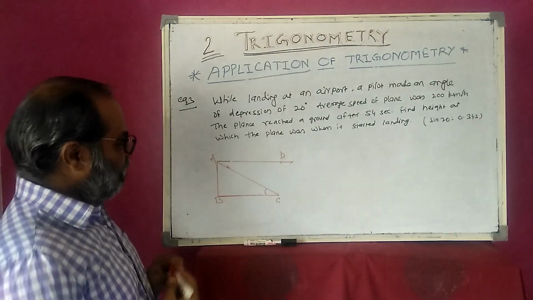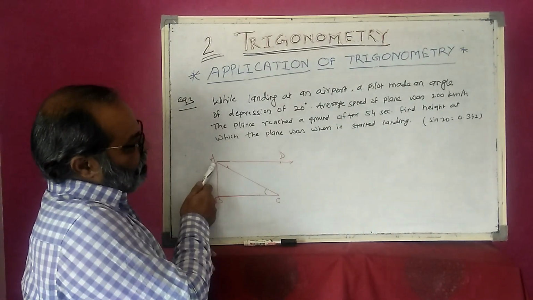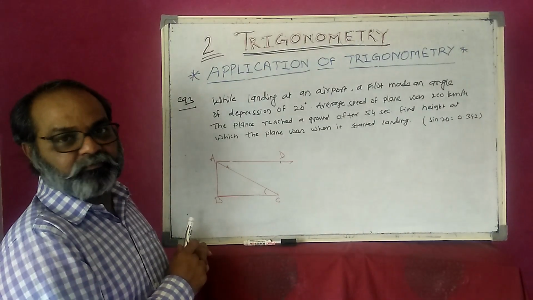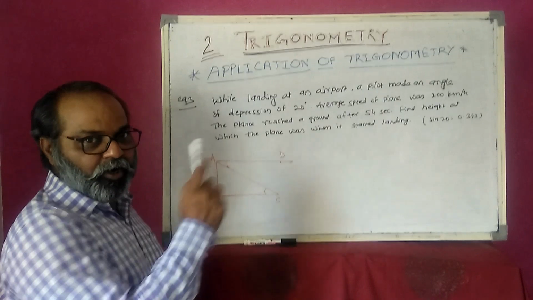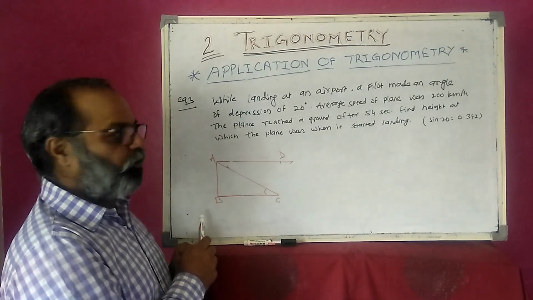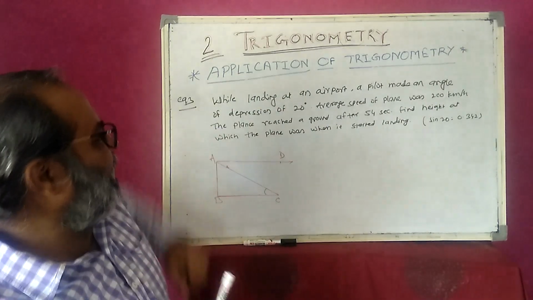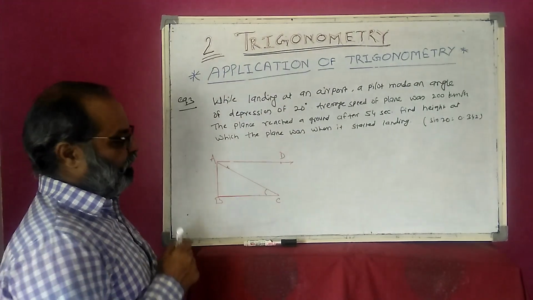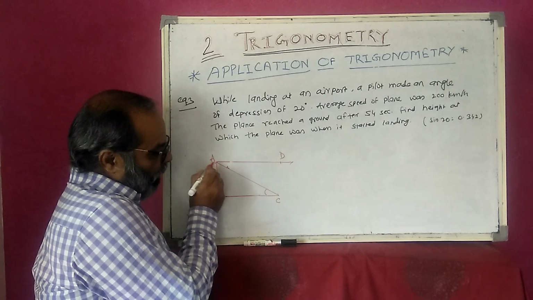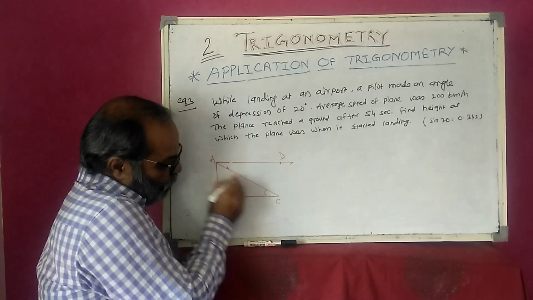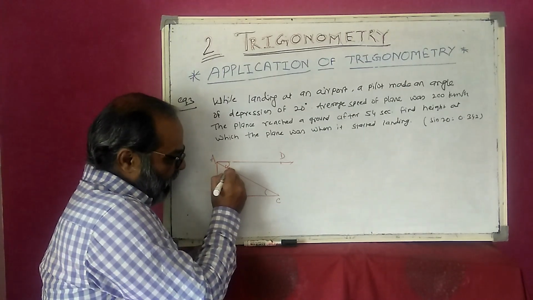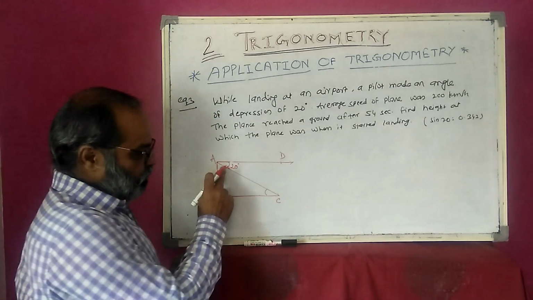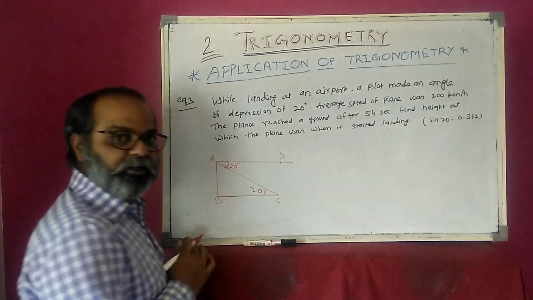Now, suppose A represents the position of the plane from which it is going to land. C is the actual point of landing of the plane. While landing at an airport, a pilot made an angle of depression of 20 degrees. So the plane is here, at the point where it is going to land. That means the pilot finds the angle of depression is 20 degrees, so this is the alternate angle, this 20.